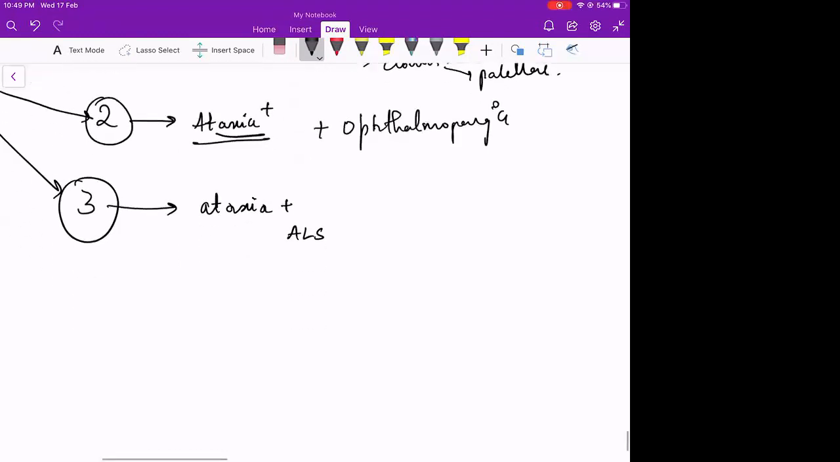In type 3, the patient will have sensory symptoms also, and the patient will lose the diaphragmal reflexes.